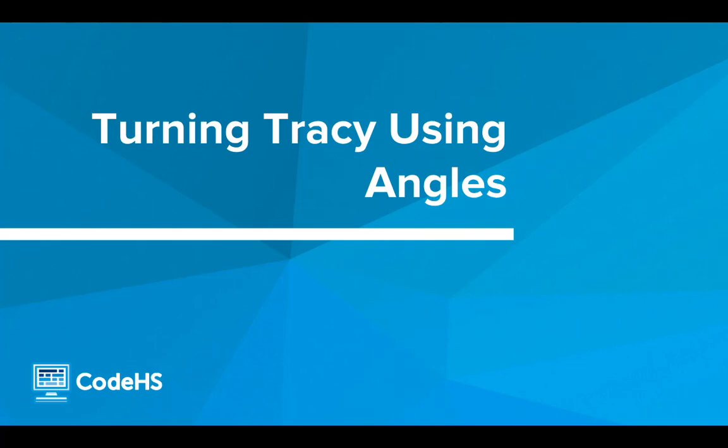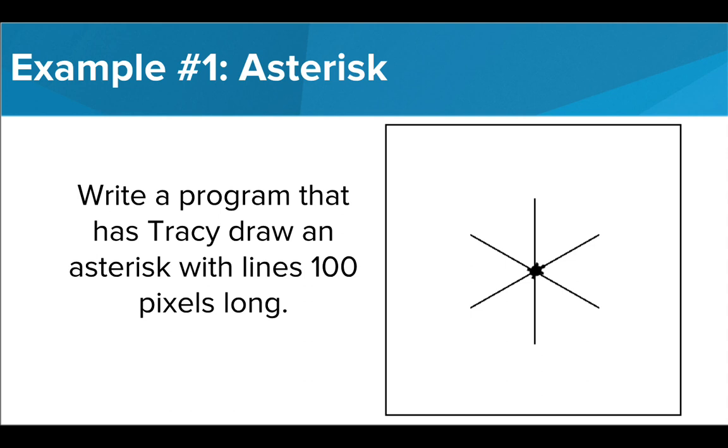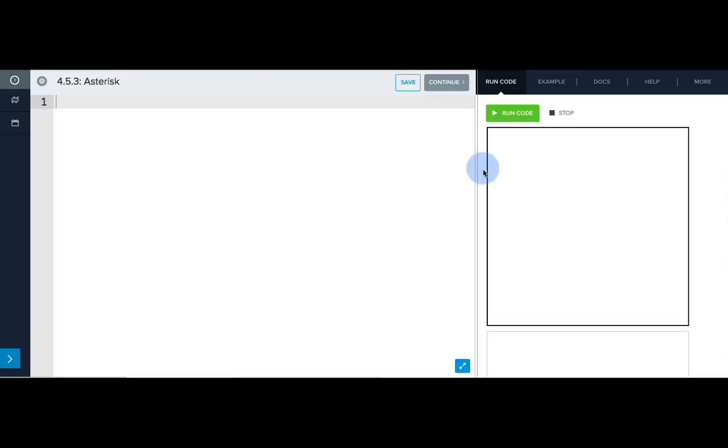Let's take a look at how we can use these commands to write some programs. In our first example, we want Tracy to draw an asterisk from the center of our canvas. From now on, we should start our programs with a speed statement to make it easier for us to alter Tracy's movements as we test our code. So I'll write speed 5.